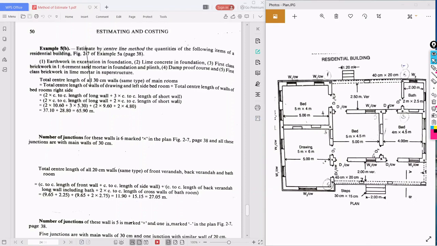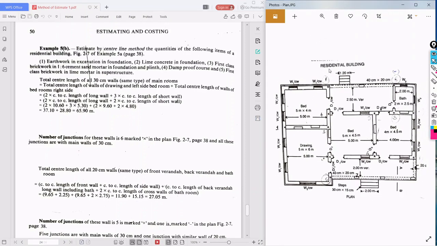See here. From here I will mark the 30 centimeter wall first. So this is the 30 centimeter wall.